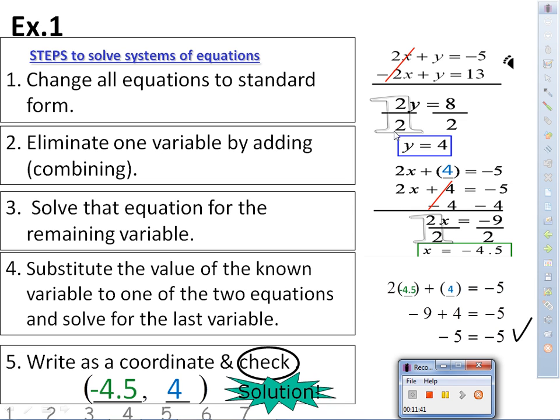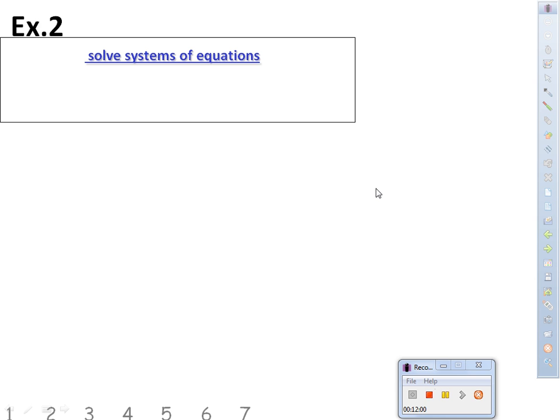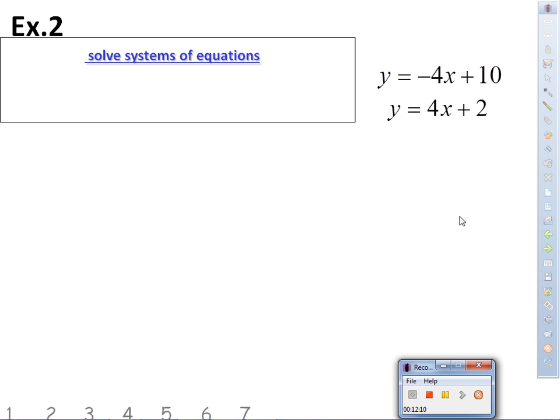Okay. Example number 2. Copy this one, please. See if you can do this one by yourself. I'm just going to get you started with the first step. Copy that, please. y equals negative 4x plus 10 and y equals 4x plus 2. So, everyone, first step is what? Change into standard form. Go ahead and change those to standard form. See what you get.